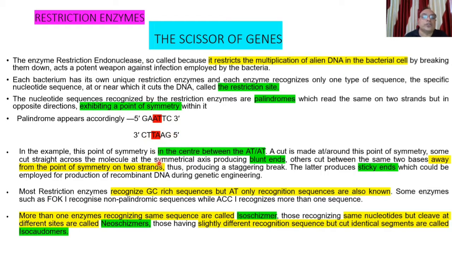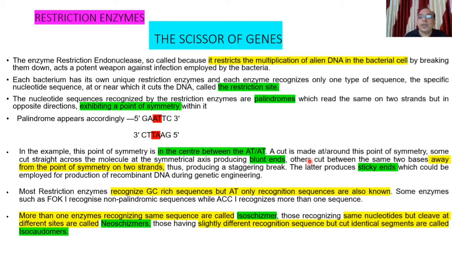If it is cut across this point of symmetry bluntly, then two fragments of the DNA will result having equal ends. And so such cutting is called blunt-ended cutting. But in staggered cutting, what happens? It is not cut across the point of symmetry, but on either side.